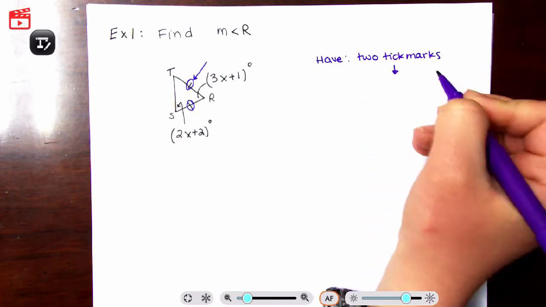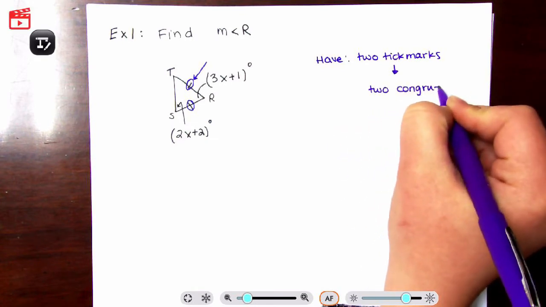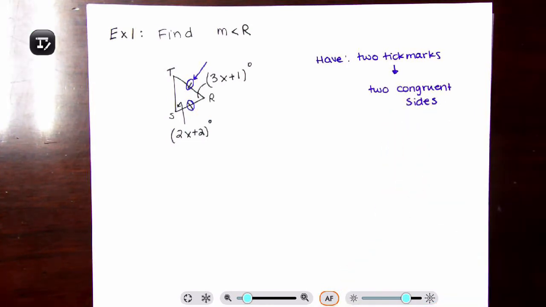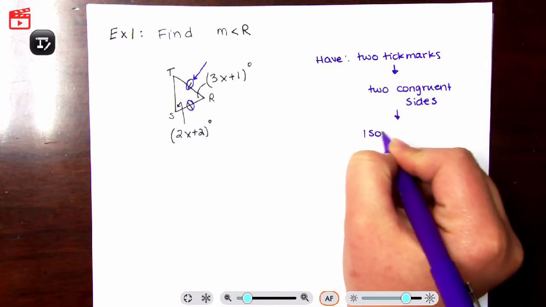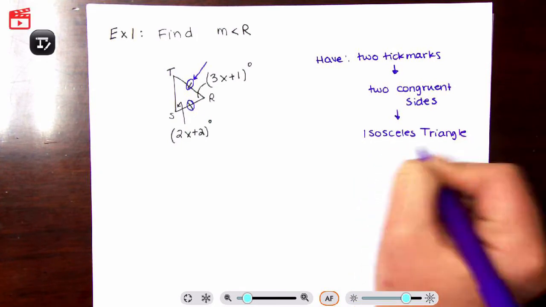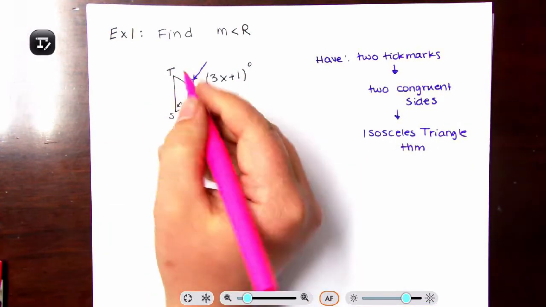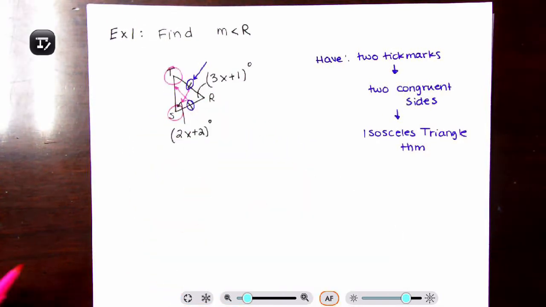What did those tick marks represent? They represent two congruent sides. And what do we know about two congruent sides? Well, looking back at the beginning of this lesson, if we have two congruent sides, then the opposite angles are congruent. This is called the isosceles triangle theorem. And the isosceles triangle theorem says if we have two congruent sides, that the angles opposite those sides, so in this case angle T and angle S, are going to be congruent.